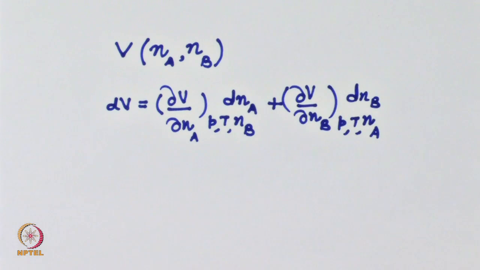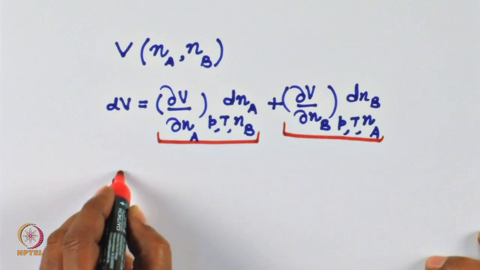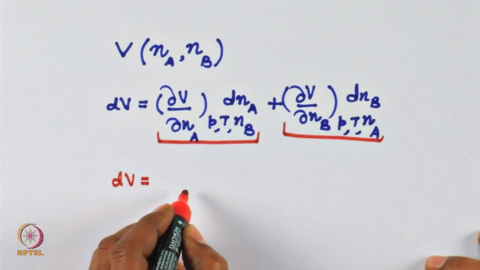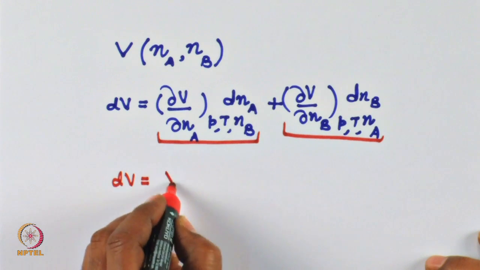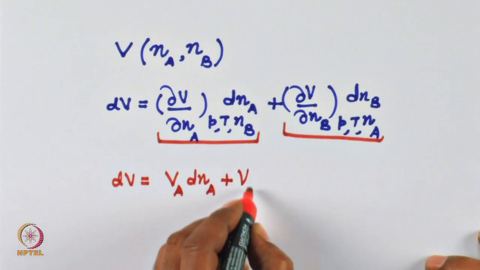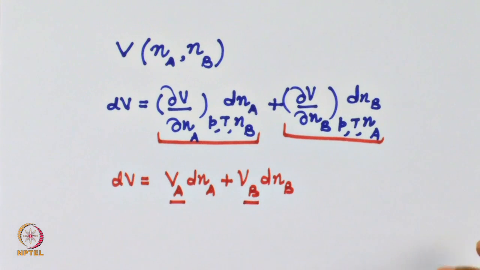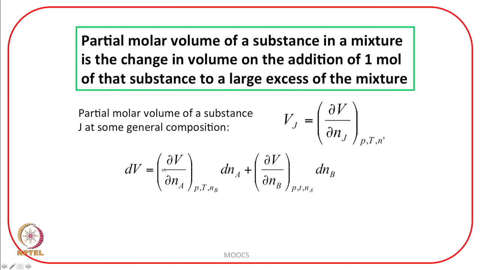Let us recognize these quantities as partial molar volumes. That means what I have is dV is equal to VA dNA plus VB dNb, where VA and VB are the partial molar volumes of component A and component B. Let us go back to the slide. That is what I just discussed, that dV is equal to the partial molar volume of A into dNA plus the partial molar volume of B into dNb.